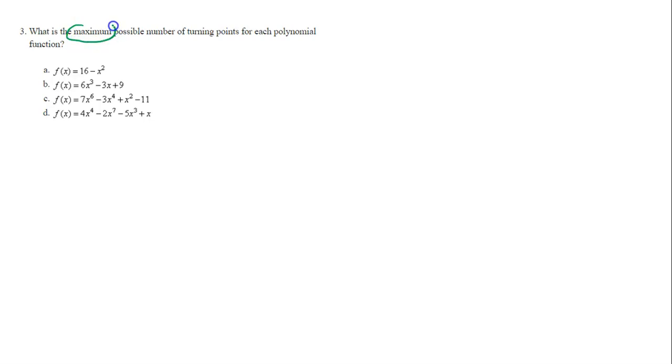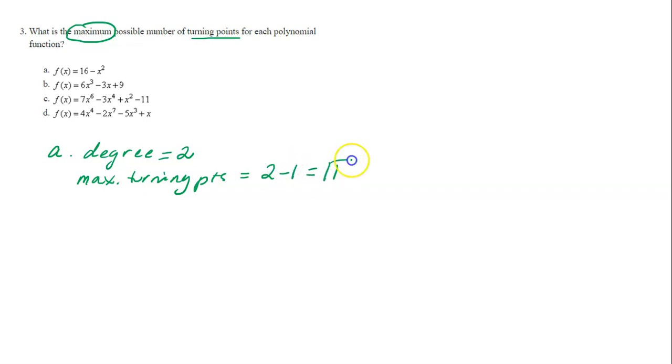Let's go to the next one. What is the maximum possible number of turning points for each polynomial? Okay, so I know that polynomial A has a degree 2. I know that the max turning points is equal to the highest degree minus 1. So the max turning points A can have is 1. So we're going to keep doing that.